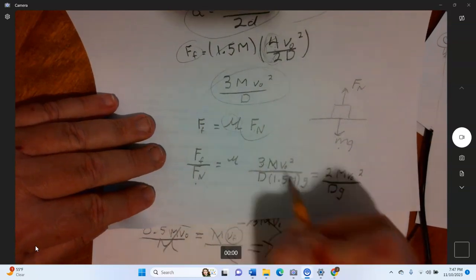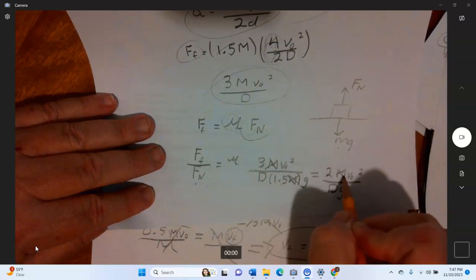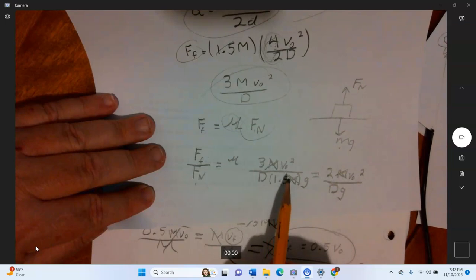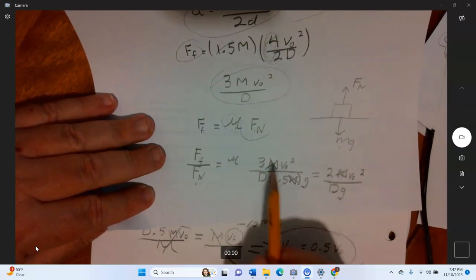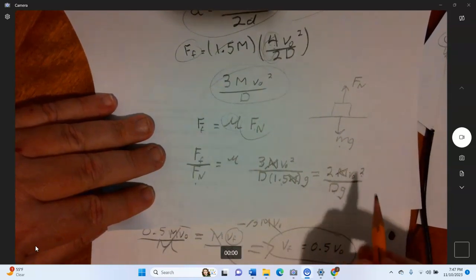I forgot to cancel this m and this m. These m's cancel. I missed that. So that means this m's no longer there. Then there's no m on the bottom either. So it's 3 divided by 1.5 is 2. The m's canceled out. v0 squared over dg. And that is the final answer.